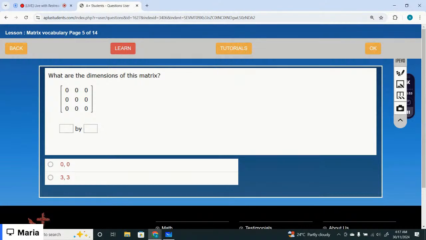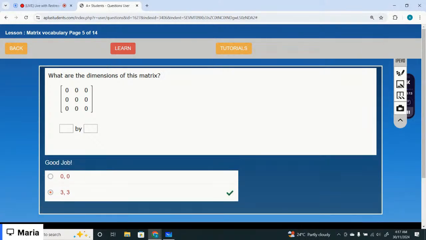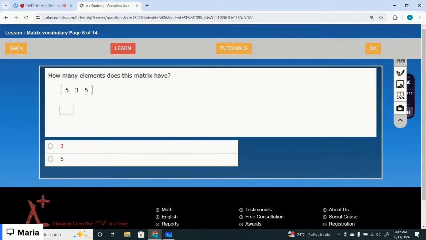What are the dimensions of the matrix? Which is the correct option? The dimensions of the matrix are 3 by 3. The matrix has 3 rows and 3 columns. Option number 2 is the correct option. How many elements does this matrix have? Which is the correct option?